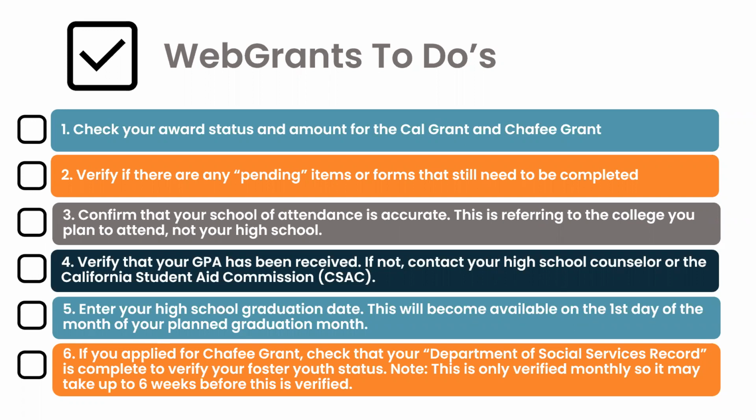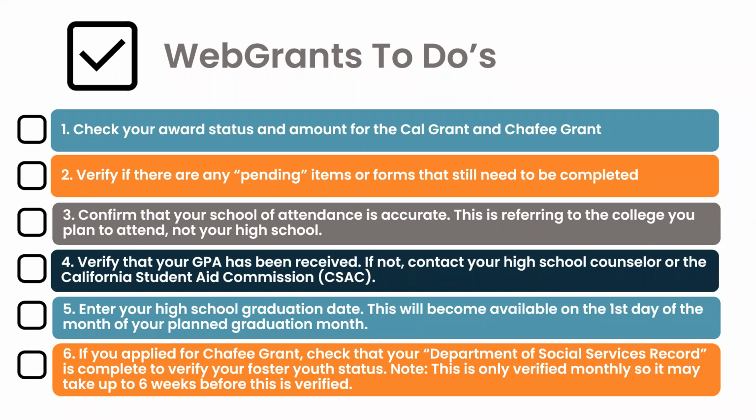As I mentioned before, they can also use Web Grants to verify that their high school submitted their GPA. If they don't see their GPA reflected, they should contact their high school counselor, or they can reach out to CSAC for assistance. If the student is a high school senior, they will also need to enter their high school graduation date. The field to input their graduation date will become available on the first day of the month in which they expect to graduate. So if they are graduating in May or June, it'll become available on May 1st or June 1st, and they need to go back in and update it.